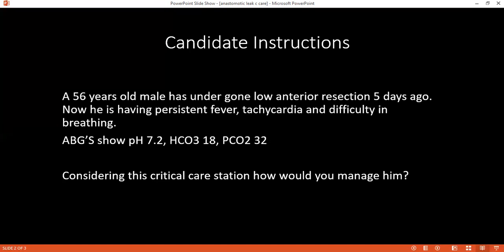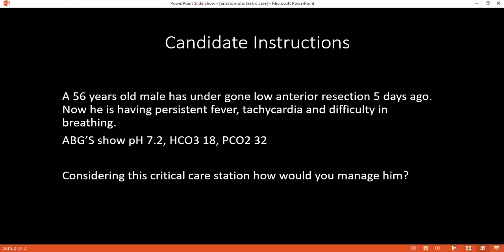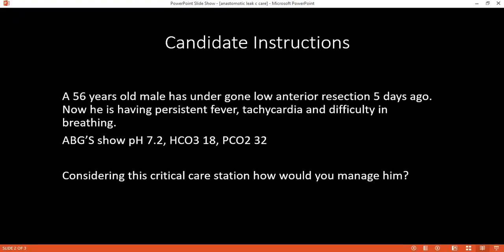Right. So if you have read and understood, considering it a critical care scenario, kindly tell me, how would you manage this patient now? According to the scenario, maybe the patient is suffering from anastomotic leakage. Okay. So I will manage the patient according to this protocol.